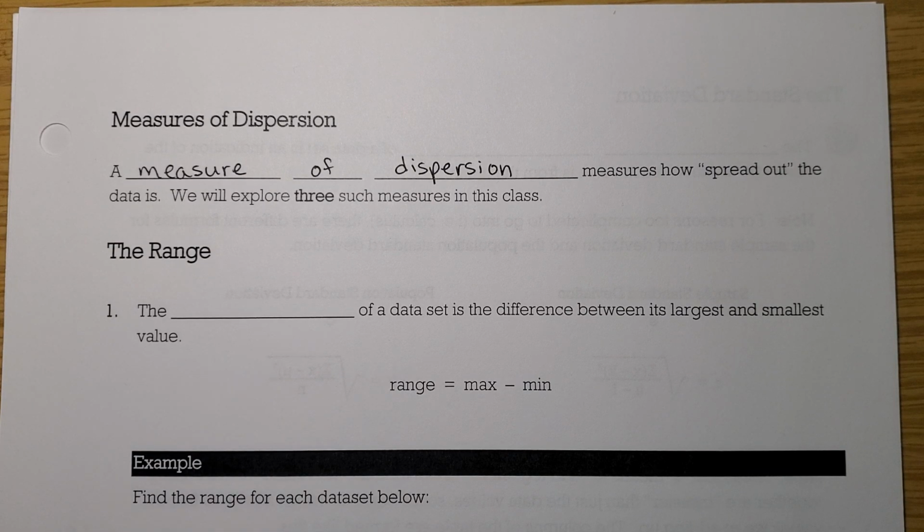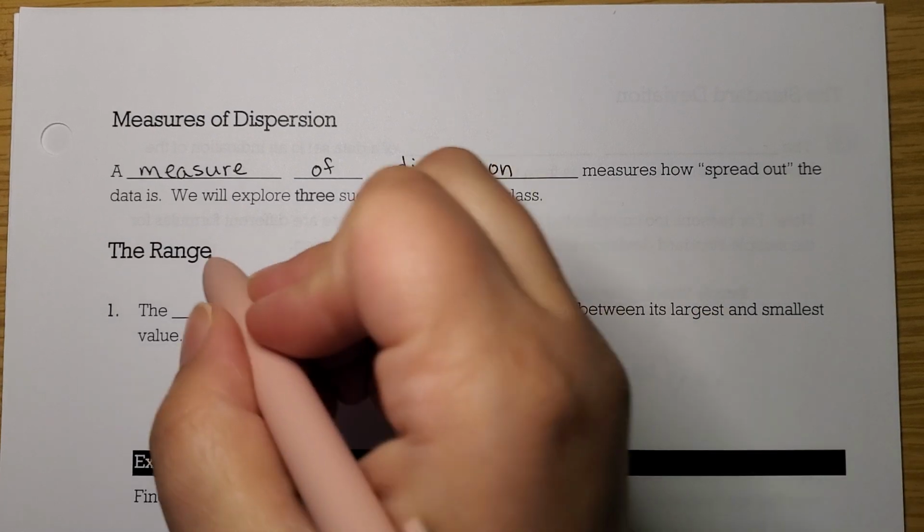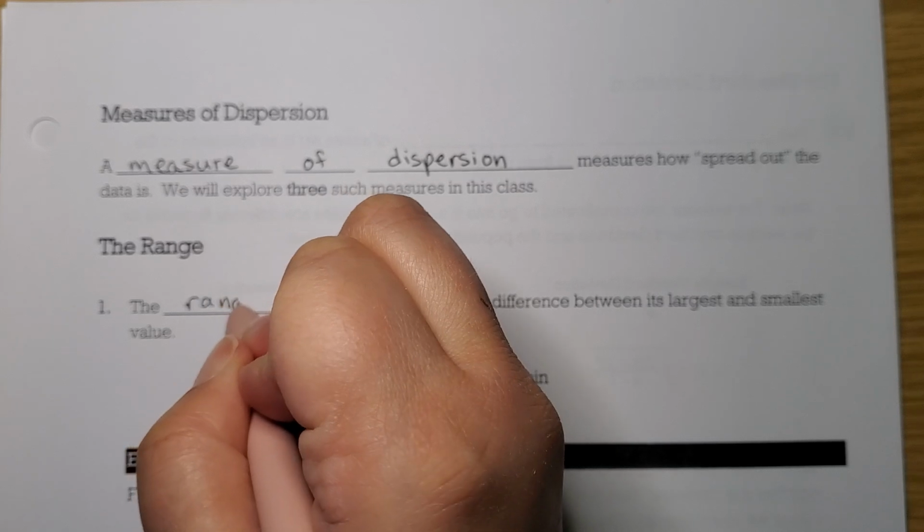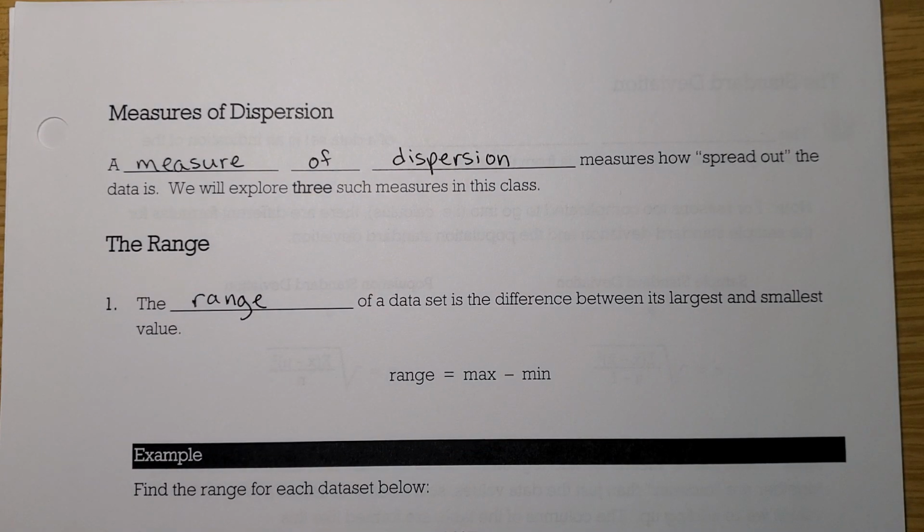So the first one, if I want to see how spread out the data are, I could just examine, well, what's the biggest and what's the smallest, and how far apart are they? And that will give me a sense of how far the data ranged. So we're going to call this measure the range. So the range of a data set is the difference between the largest value and the smallest value.